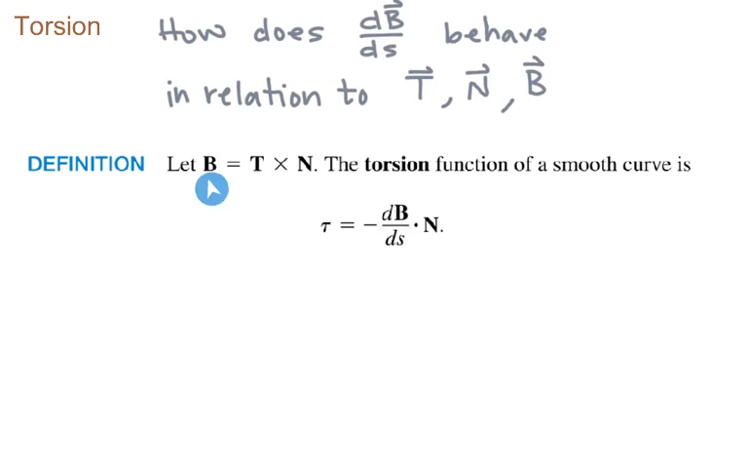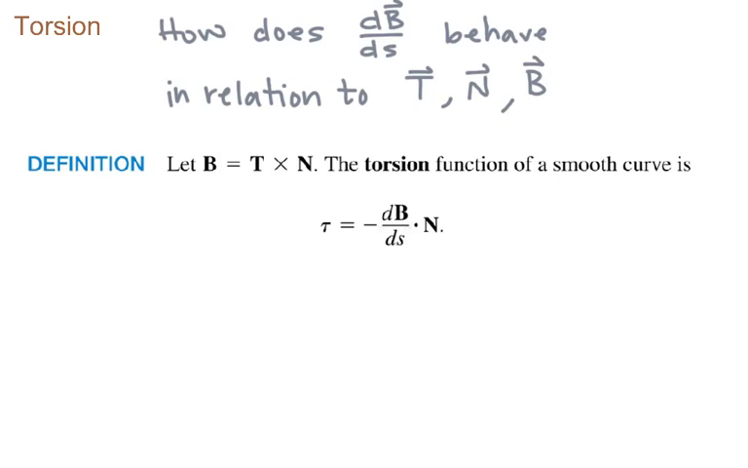So if we define B, the binormal unit vector, as equaling that cross product T cross N, then the torsion, tau, tau being a scalar that we use to represent torsion, is going to be negative the derivative of the binormal vector dotted with the N vector. The derivation of this is in the text. I don't necessarily think it's important for us to derive that right now, so I'm just going to tell you, hey, this is our torsion definition.